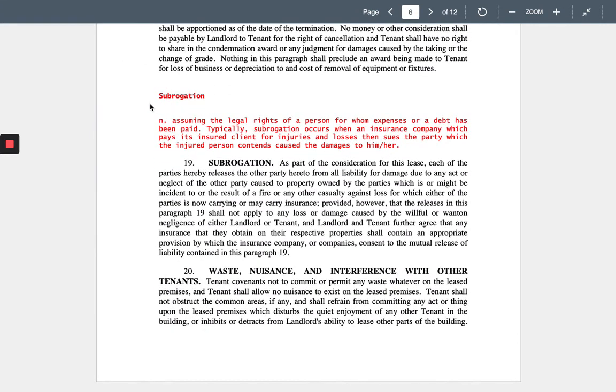Subrogation is a term that you might see in these. What does it mean? Assuming the legal rights of a person for whom expenses or a debt has been paid. So let's say that you've got a patient. This happens with patients. It gives you the right, on behalf of a patient, to go after the insurance company to try to get money for them. Or an attorney can do that as well, okay? And you'll see that talked about in leases.